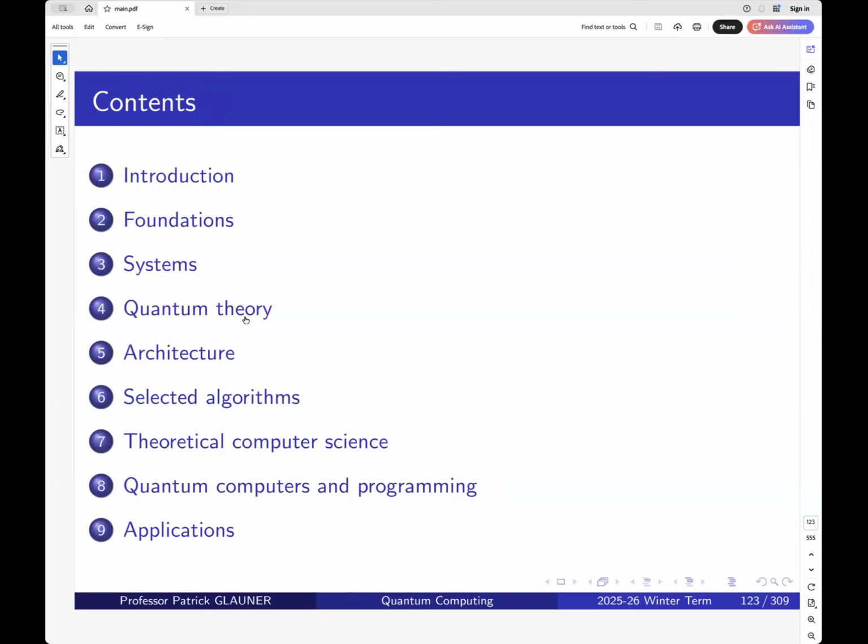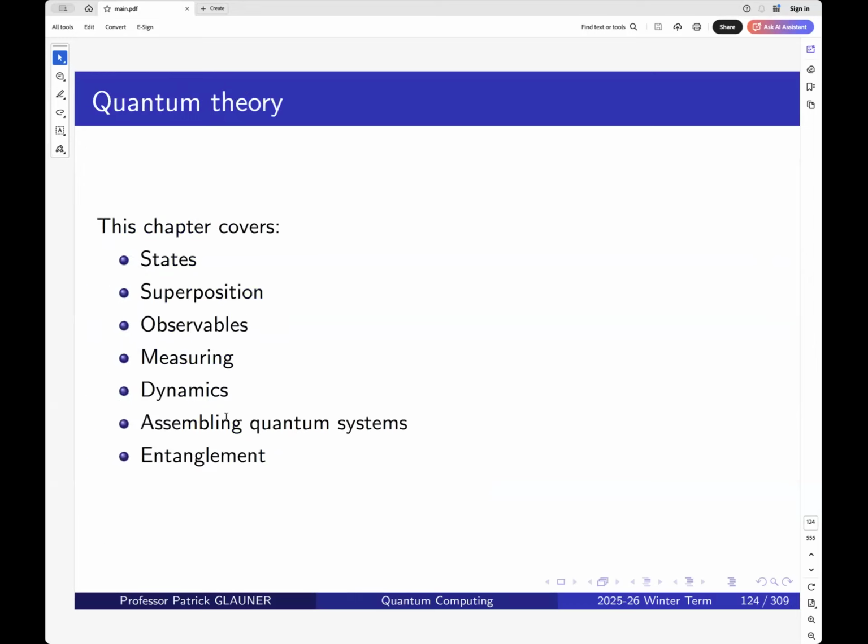Concretely, next week, we will dive deeper into quantum theory. We will see states in greater detail. We will discuss the superposition. We'll look a little bit into observables. We will look into how we can measure a quantum state. Then we see how quantum states can evolve. For this, we need the unitary matrices. We've already got some view into this.